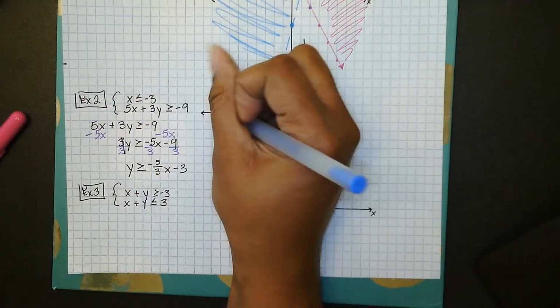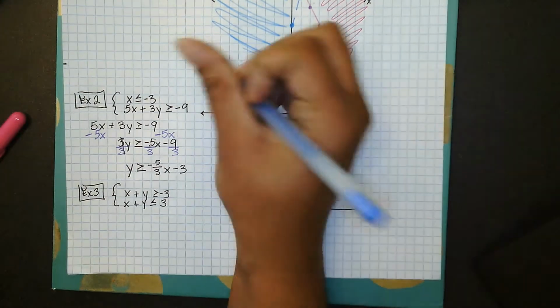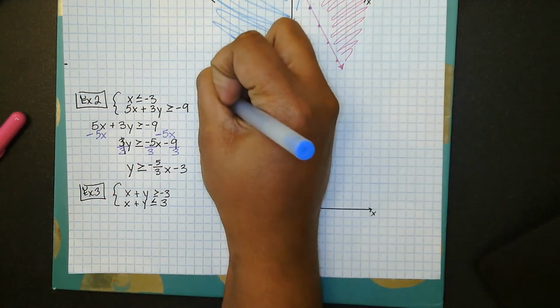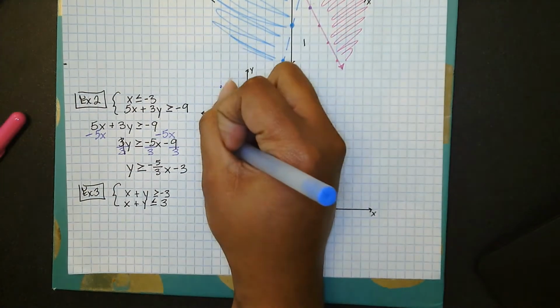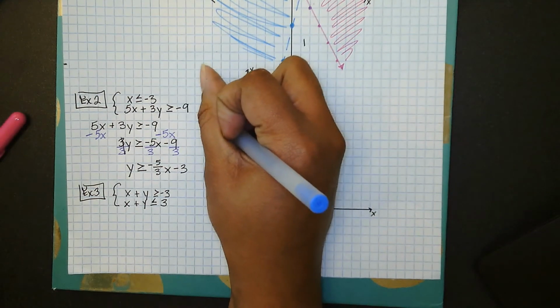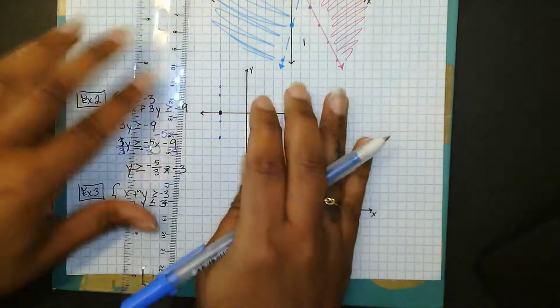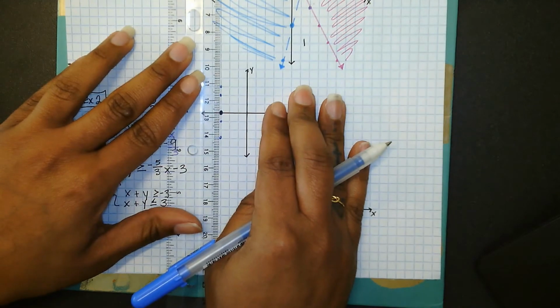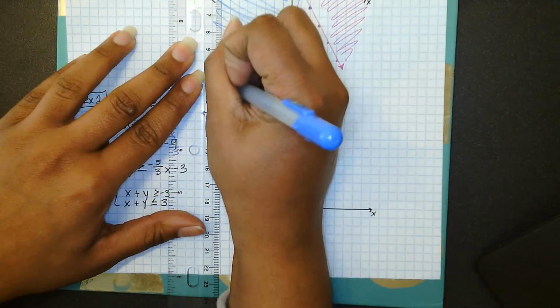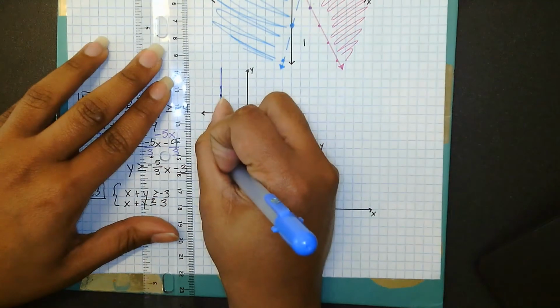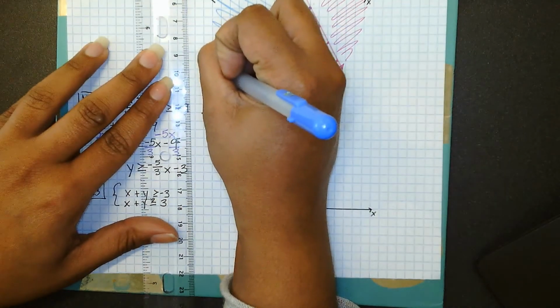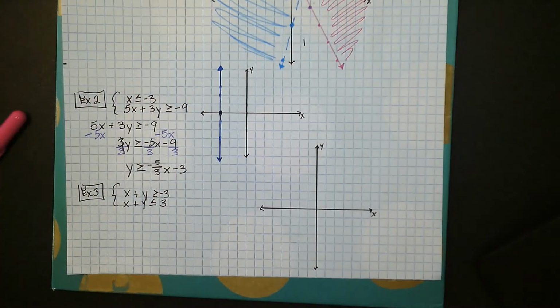I'll use this color, okay. We know it's a vertical line, so I'll just put a few more points to show that it's going to be vertical. And since it's a less than or equal to, we will connect with a solid line. Okay. And just as before, we're going to save the shading until we've graphed the other inequality.